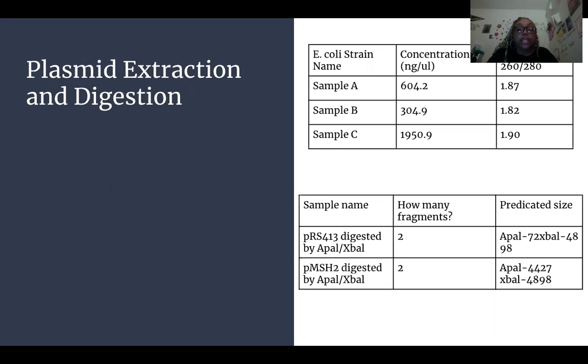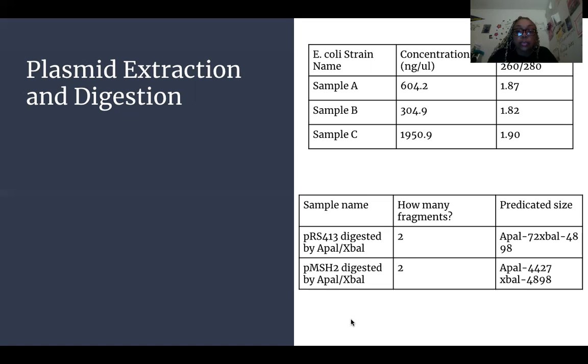So here's our plasmid extraction and digestion lab. We had three strain samples, A through C, for the E. coli. We had concentrations ranging from 300 to 1950 nanograms per microliter and a 260 over 280 ratio, with our ratios between 1.82 and 1.90. All of our ratios were pretty much close to 1.8, so we can conclude that the E. coli strains were pure.